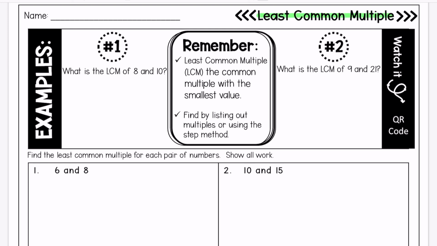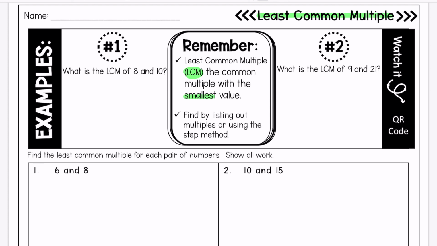least common multiple. We're going to start by looking at the box in the middle. In the middle, it tells us that the least common multiple, which is also known as the LCM, is the common multiple with the smallest value. So you're thinking about your multiplication tables. We want the smallest one that they have in common.